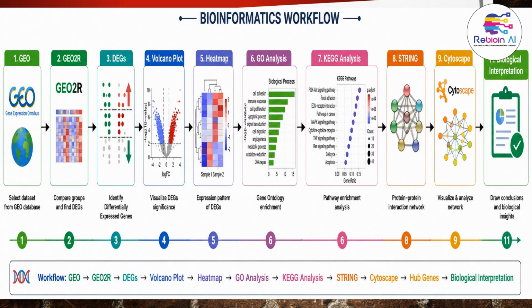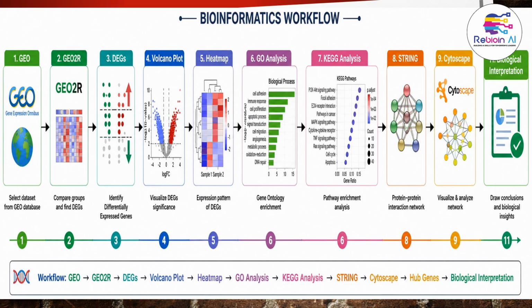Volcano plot. The DEGs are then visualized using a volcano plot. This graph helps us quickly identify genes that are both statistically significant and highly differentially expressed. A heat map is created to display the expression patterns of the selected genes across all samples. This allows us to observe clustering and differences between the groups.